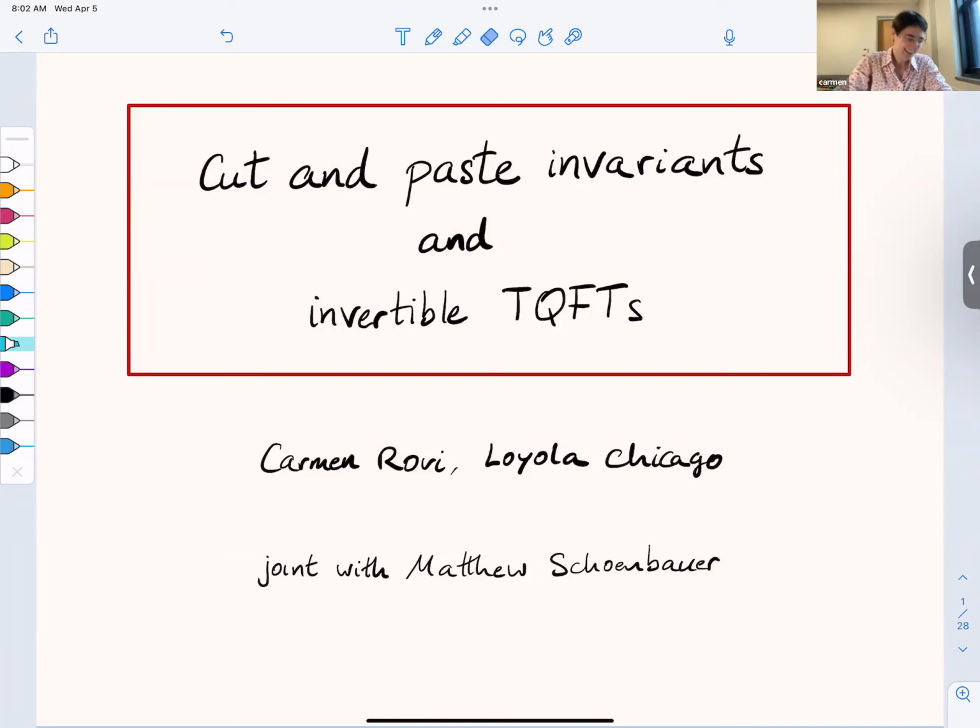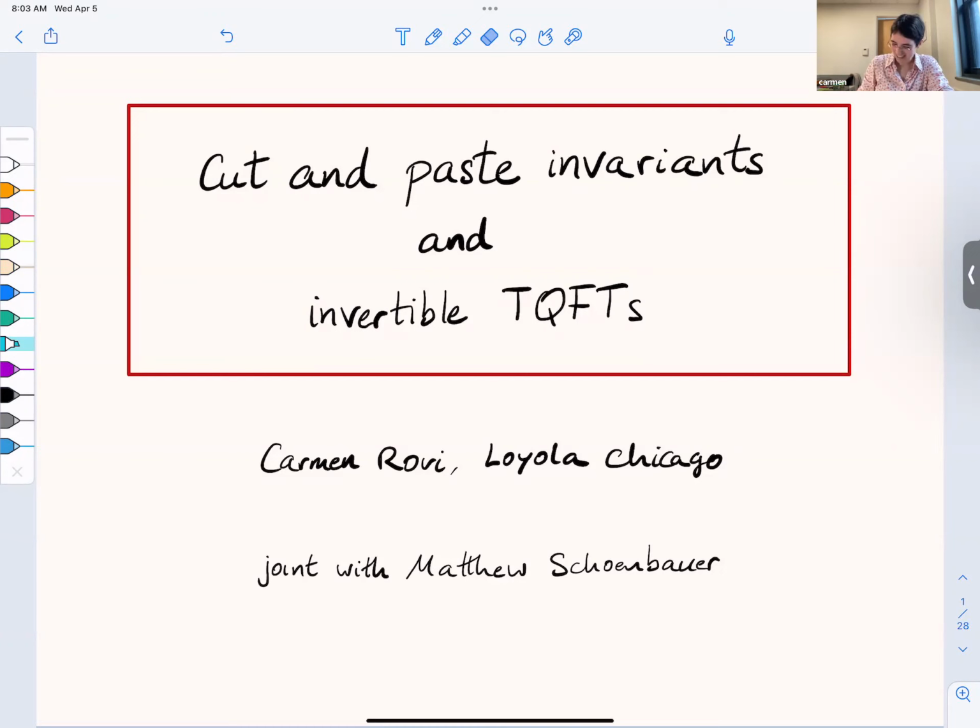Thank you very much, Hisham, for the introduction, and thank you for having me at the seminar. So, cut and paste invariants and invertible TQFTs. This work was joint with a student of mine, Matthew Schembauer, and it was originally based on a project that Greg, Teichner, and Stolz were working on. So it was based on their original idea, and then we added a couple more results in our paper.